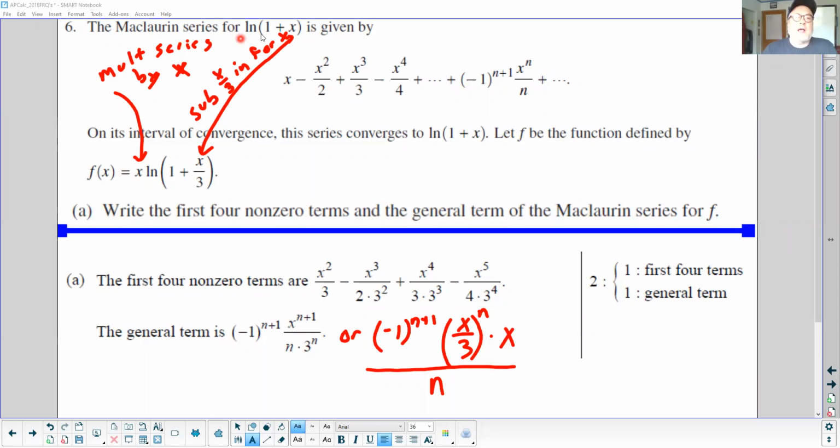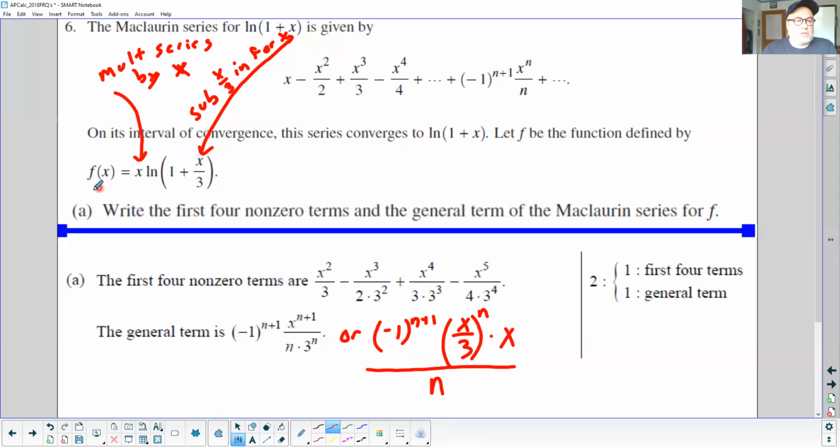The Maclaurin series for ln of x is given by this. There are some teachers that say this should be memorized, but I didn't require you to do that. On its interval of convergence, the series of ln of this guy is defined by this guy. So this is f, very important then. Here you understand that that is f.